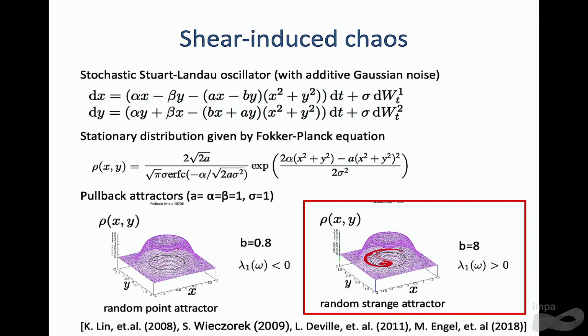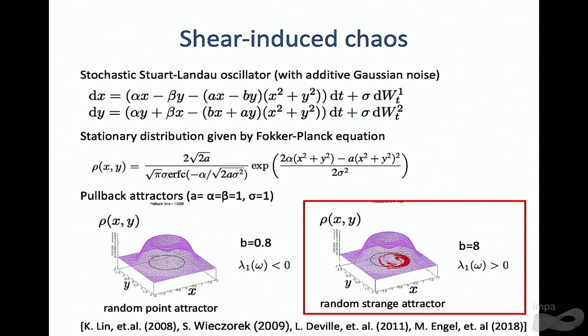The stationary distribution, the invariant density, is actually surprisingly solvable in this way for this system. It's a crater-like distribution. And with these parameter settings, the B equal 0.8 case and the B equal 8 case, we have different attractors, although the distribution is completely identical, because this doesn't include B. So B characterizes the shear of this dynamics.